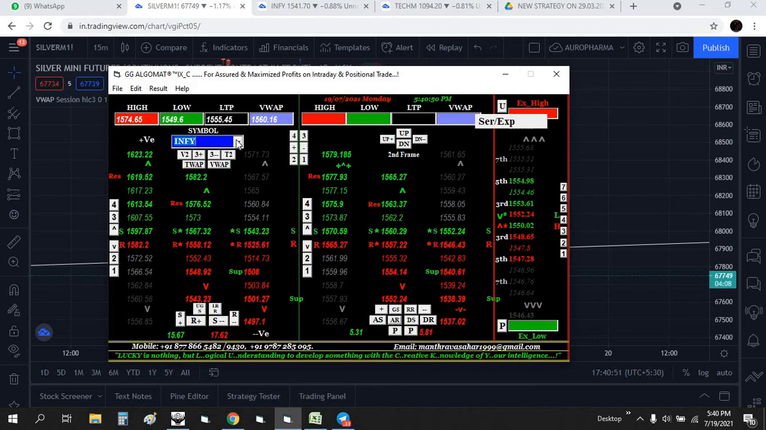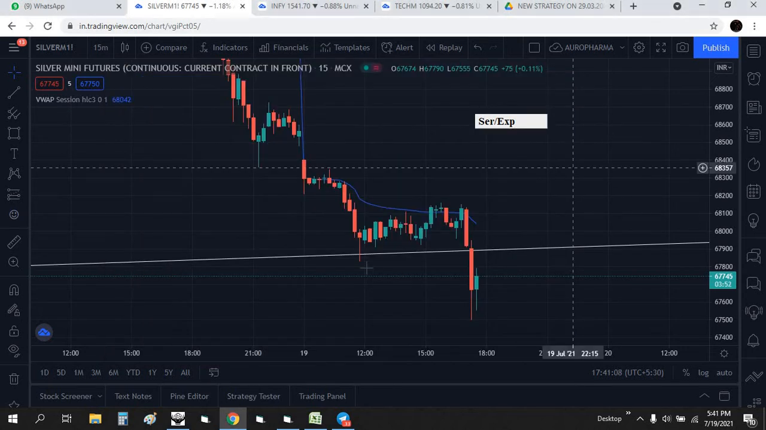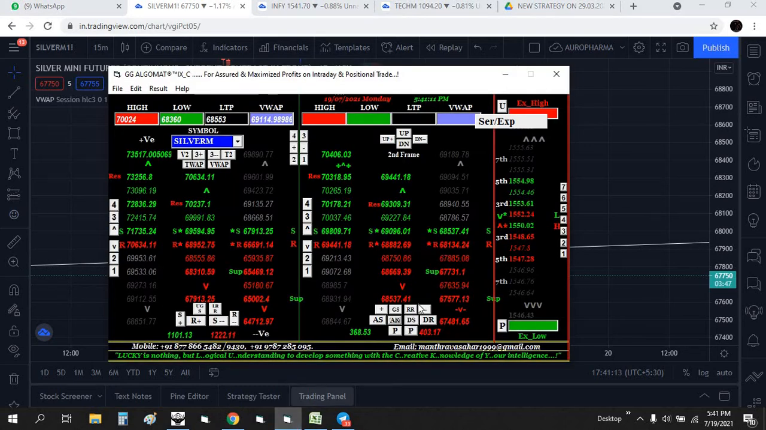Let's check for silver. Okay, so the open price is around here. So I'm clicking S minus and I'm clicking AR. See here, it broke this 67,885 already in the morning. At this particular area it broke, right? And I want to wait for the retest between these two levels. So maximum it can go up to 68,134, that particular area.